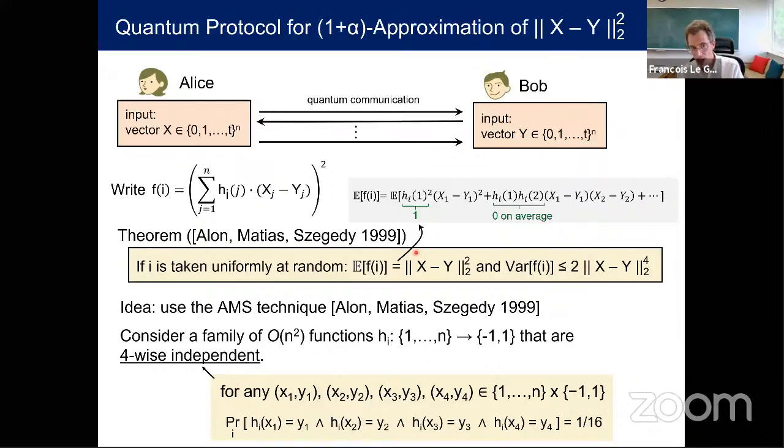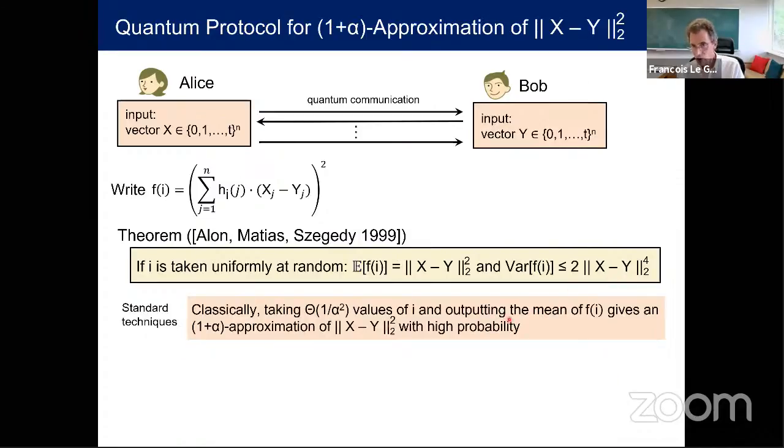So you have an estimator, f_i. The expectation of the estimator is exactly what we want to compute, and the variance is upper bounded by twice the square of this value. Then to obtain a good 1 plus epsilon approximation is very easy. You take 1 over alpha squared values of i, and you output the mean of f_i among all these values. You can show that this will be, with high probability, a 1 plus epsilon approximation of the variance, using the standard technique with the Chebyshev inequality and so on.